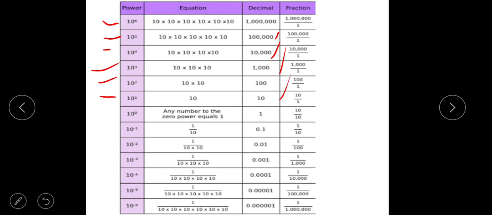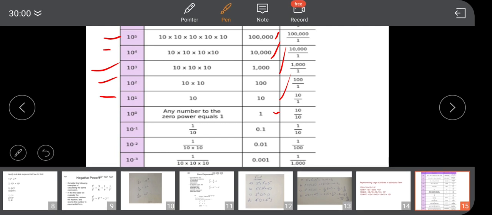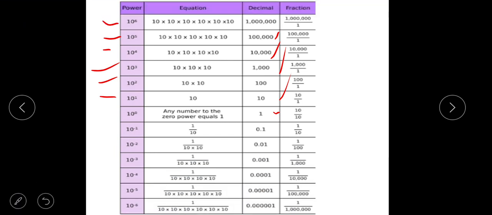10 raised to 0. Anything raised to 0, we discussed, the value is 1. So if the exponent is negative, 10 raised to minus 1, that is 1 by 10 raised to 1, right? 1 by 10 is actually what? 0.1. 0.1 in fractional form is 1 by 10, right? The next one, 10 raised to minus 2 is 1 by 10 into 10, that is 1 by 100, right? 1 by 100 we already know, 100th, 0.01.